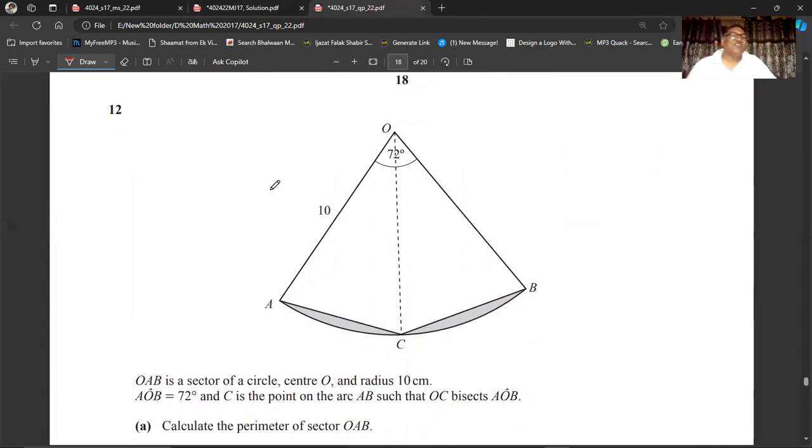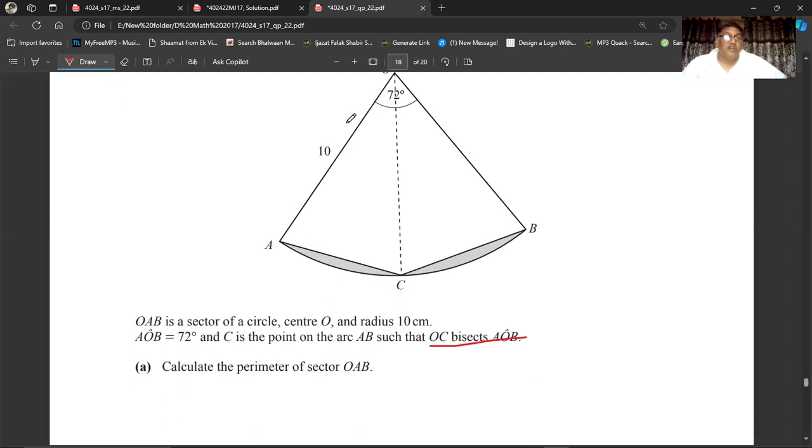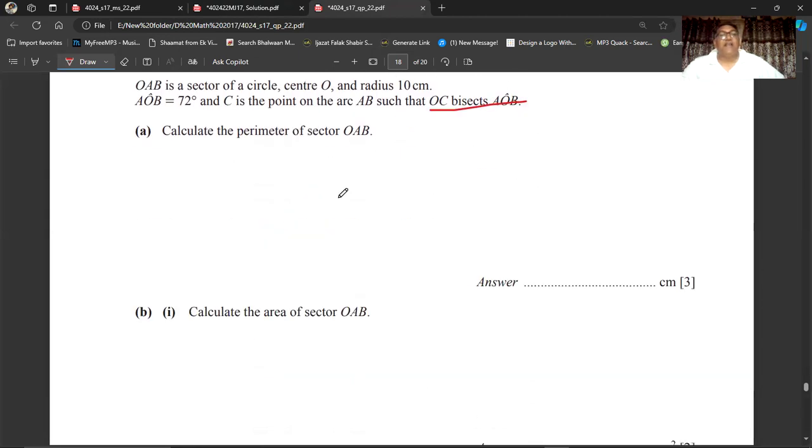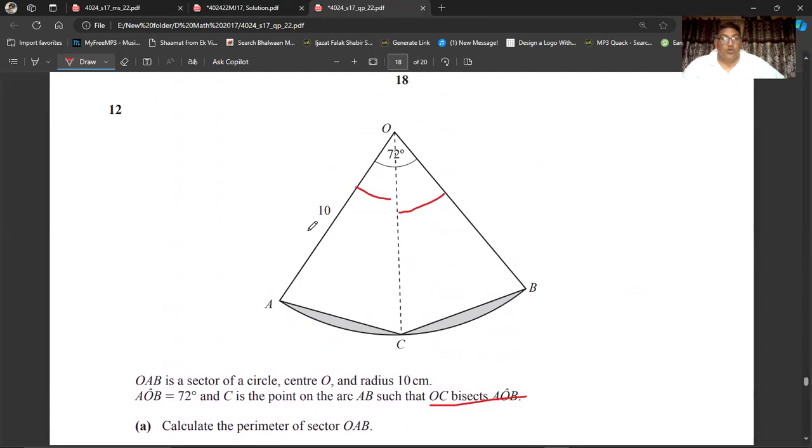Okay, so we are on question number 12. He says OAB is a sector of a circle, center O and radius 10 centimeters. Angle AOB is 72 degrees and C is a point on the arc AB such that OC bisects, this word is very important, bisects the angle AOB. So this angle here is 36, this angle here is 36. Calculate the perimeter of the sector OAB.